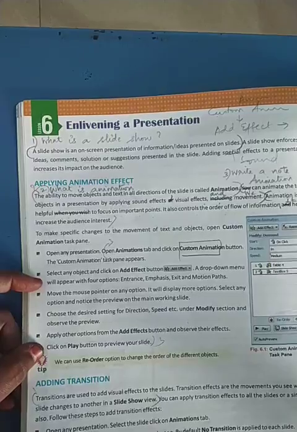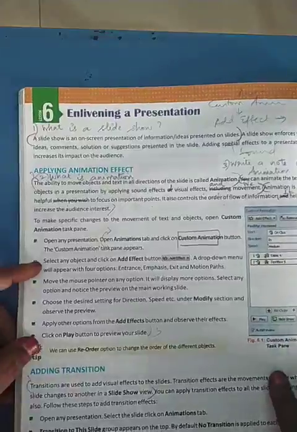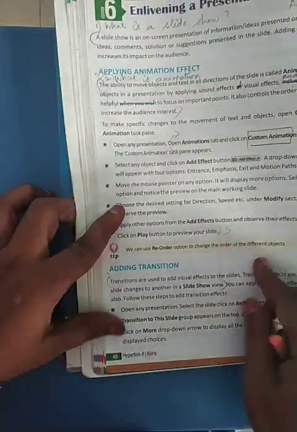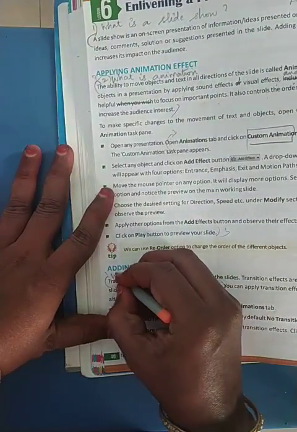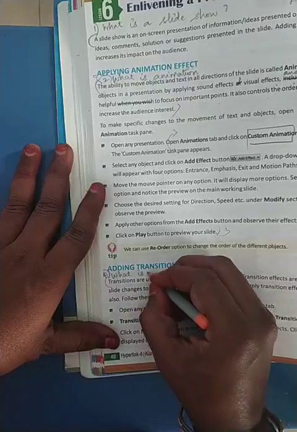Next, how are we going to do the animation? Okay, we leave this answer. Then we go to the fourth one. What is transition? Write it here. Fourth question. What is transition?